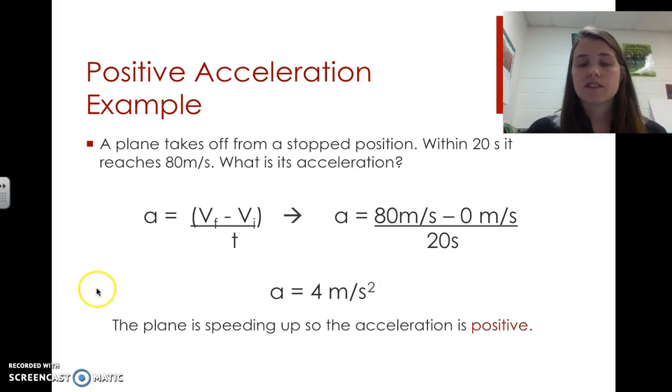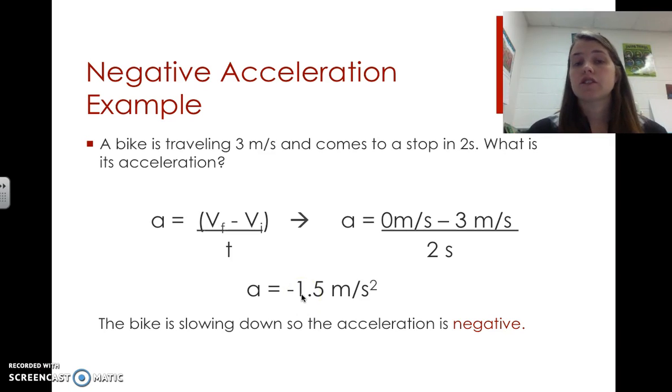You can also look at this and say, oh, well, 4 is a positive number. This is positive acceleration because the plane is speeding up from being stopped to going a certain speed. So the plane is speeding up, so the acceleration is positive, so our acceleration number should be a positive number. I checked, yep, 4 is a positive number. We're good to go.